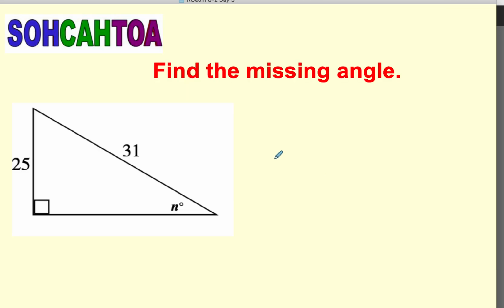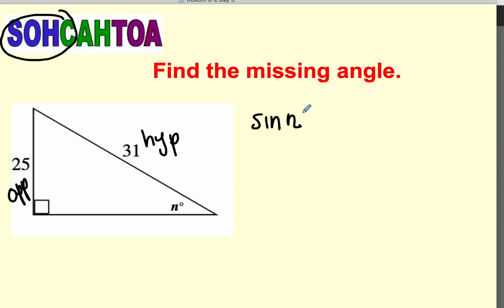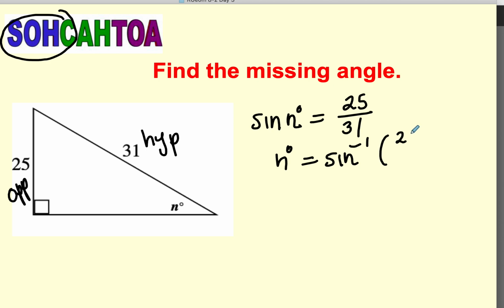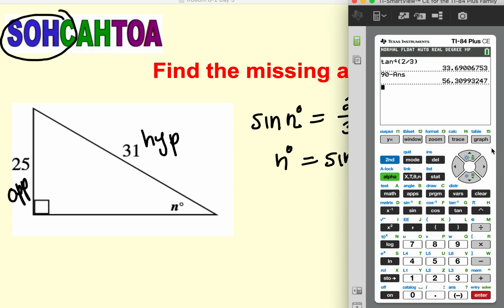Okay, let's find the missing angle. Now I'm noticing that this is an opposite and this is a hypotenuse. And opposite and hypotenuse is sine. So that's what I'm going to want to use. So sine of n, that's the angle I'm looking for, n degrees, is equal to 25 over 31. So to get n degrees, I'm going to have to use that inverse symbol, sine inverse of 25 all over 31.